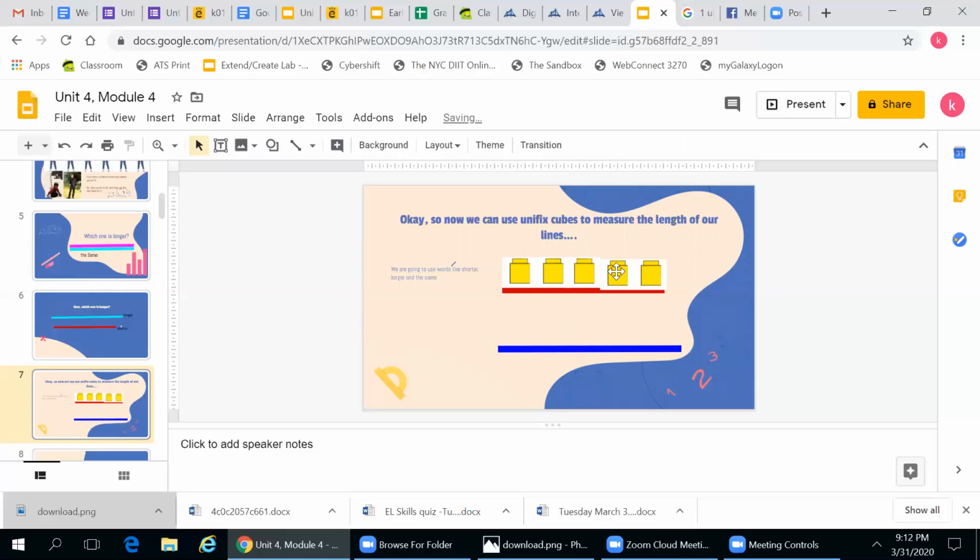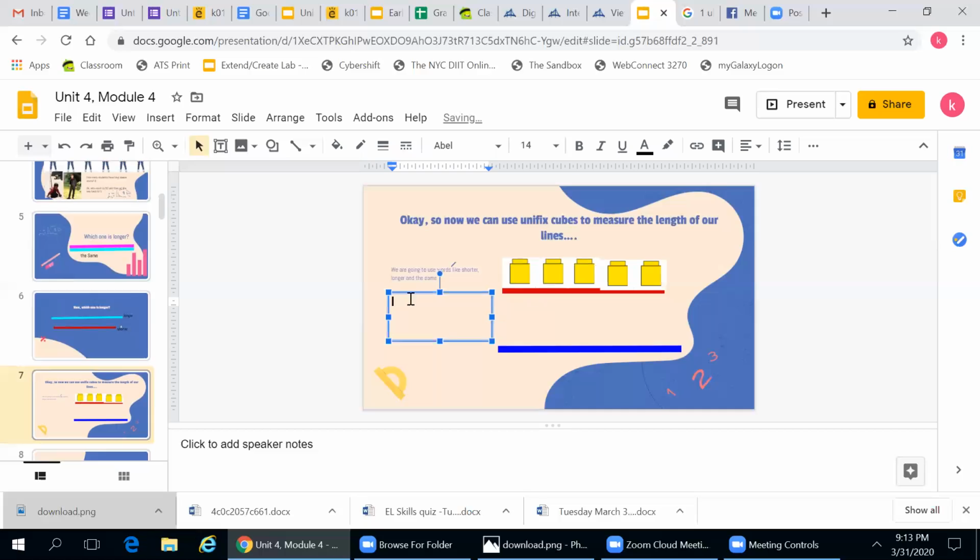Wow, look at that. So the red line, I'm going to put a little message here. The red line is 5 Unifix cubes long. Let me make that a little bit bigger so you guys can see it. We just figured out that the red line is 5 Unifix cubes long, okay?